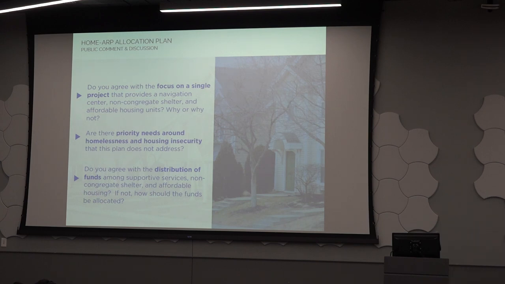I'm going to give you time. On your tables are Post-its. If you've been in any of my facilitated conversations before, you know I love Post-its. I'm going to ask that you write down your thoughts clearly so that I can read and distinguish them, on whether you agree with the focus on a single project that provides a navigation center, non-congregate shelter, and affordable housing units. Why or why not? Be as detailed as possible about your thoughts. Use as many stickies as you need. We really want and need your feedback, and then we'll have some conversation about your responses. Let's say about six minutes.